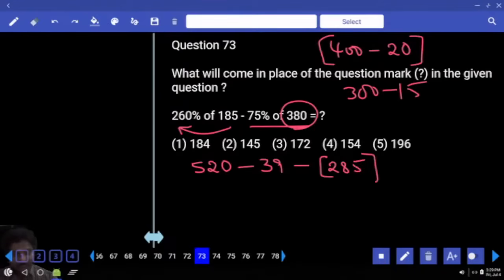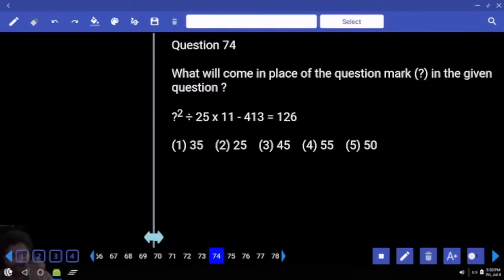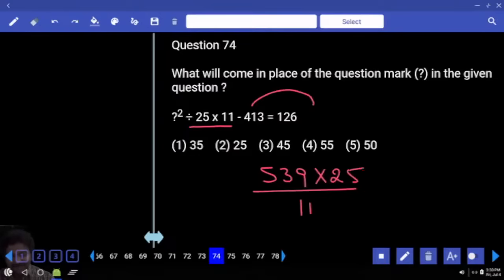Answer ends with minus 9 minus 5 minus 4 subtracted from 0. Answer ends with how many? Minus 413 goes to the other side, becomes plus 413. 539 divided by 25 into x square goes to the other side, into 25 divided by 11. X square is this much only.